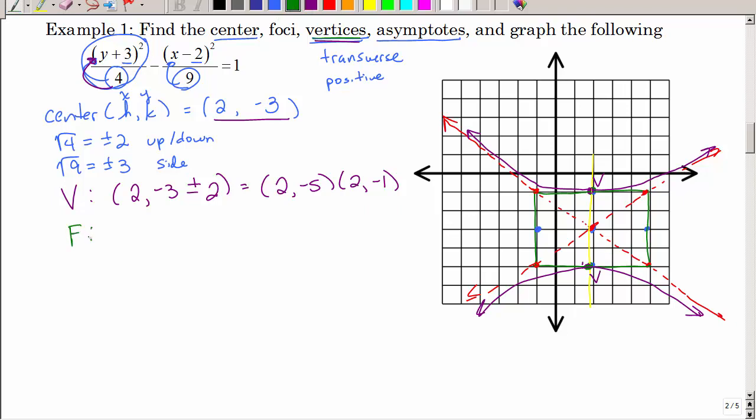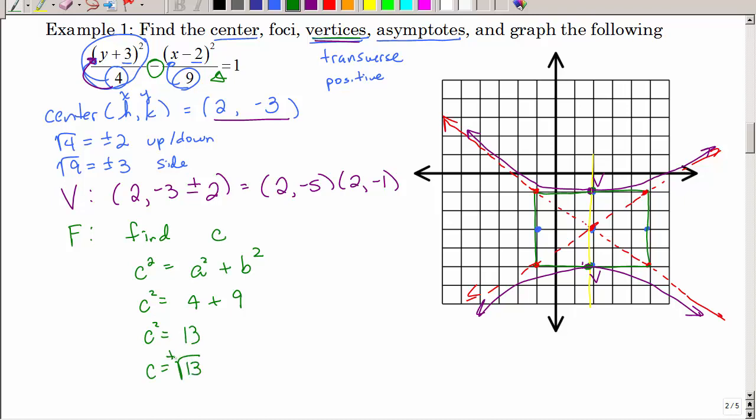Now I want to find my foci. Well, in order to find my foci, I have to find c. So I have to use this relationship. Remember, for a hyperbola that's minus, this is going to be plus. And our a and b squares are our denominators. Notice that a is actually smaller than b. That's okay. This is not an ellipse. It's not about bigger and smaller. It's about that positive and negative. So c is plus or minus the square root of 13.